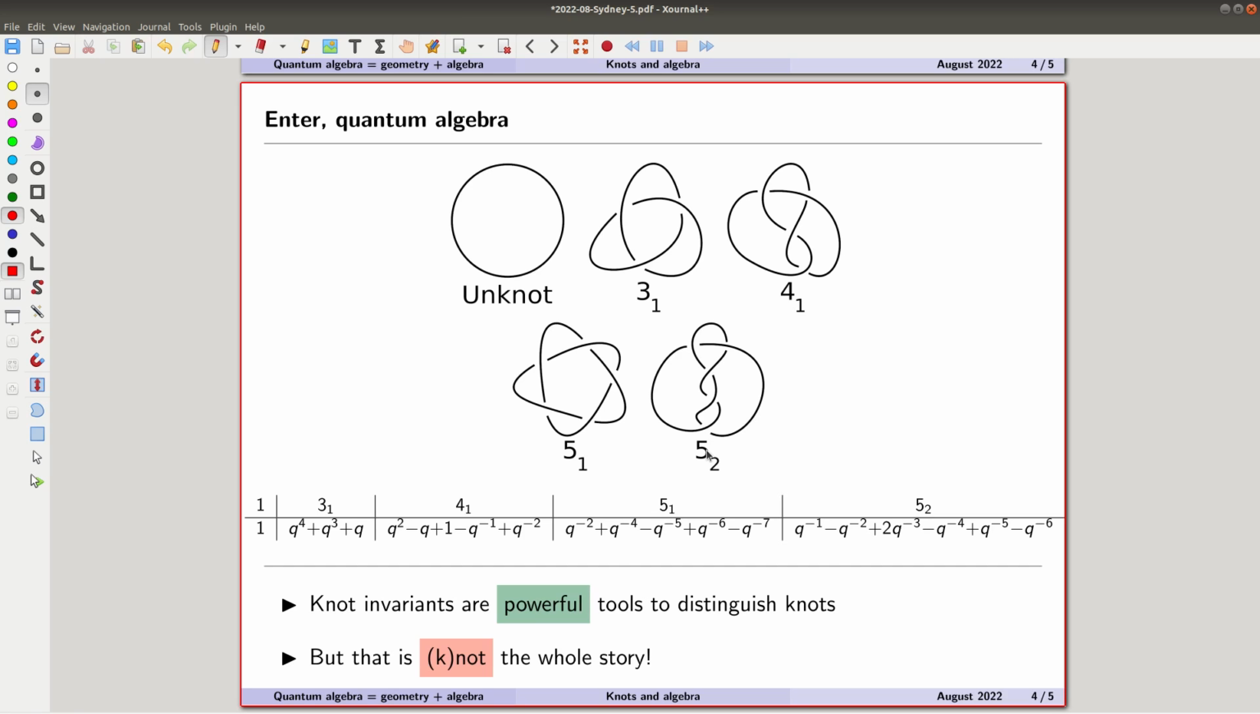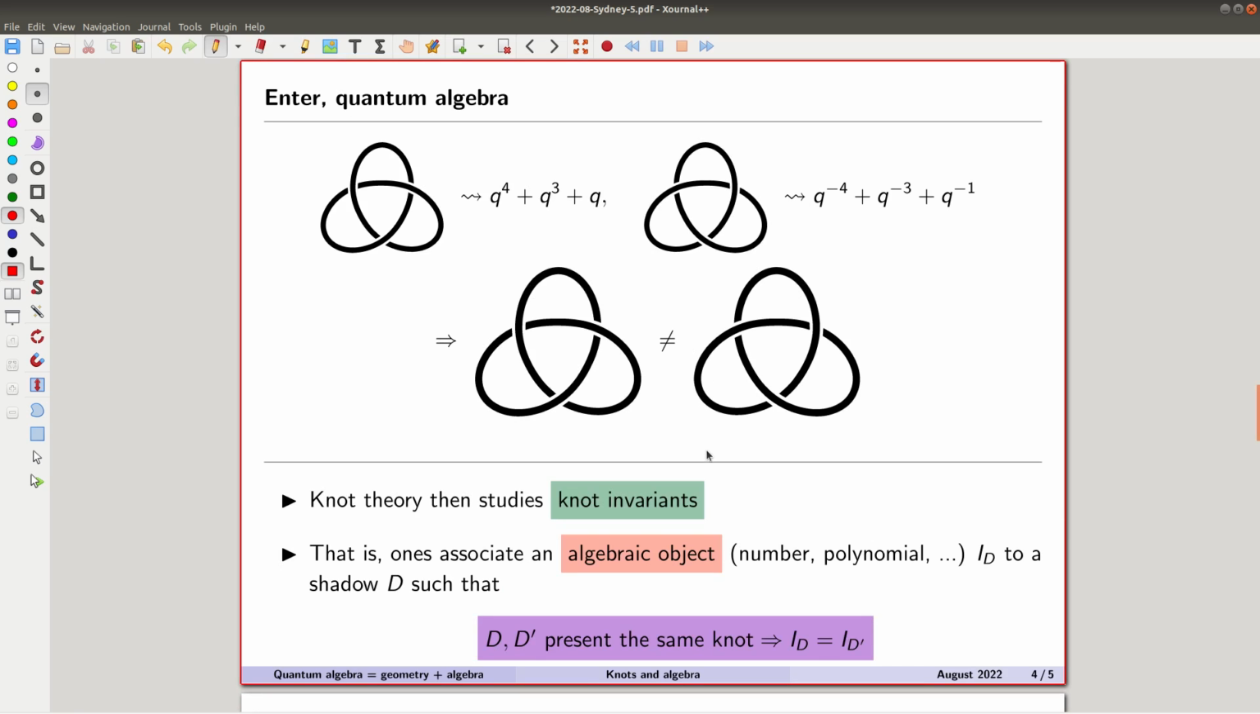Sorry. In the 3-1 knot, why is the q squared missing? A q squared is missing? That could be just a typo. No, it's the same. Q to the fourth, q plus q.